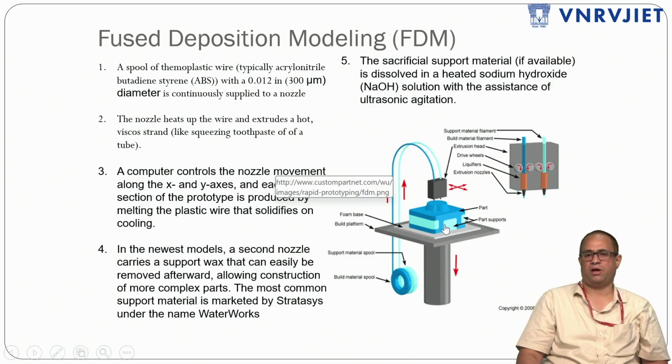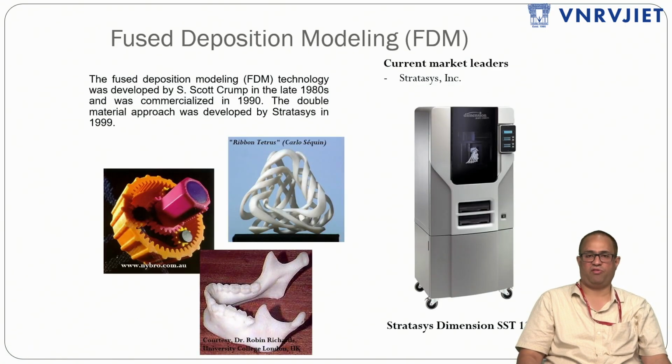Here this X, Y, and Z axis, because it is a 3D printing technique, is nothing but a Cartesian coordinate system. For each and every layer, the build platform is going to move downwards, and after finishing all the layers, the elevator platform moves downwards and the part is taken outside. This is the working principle of FDM.